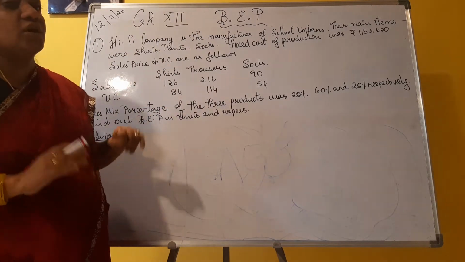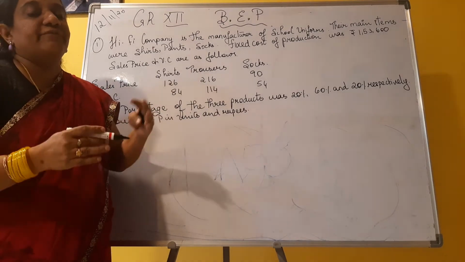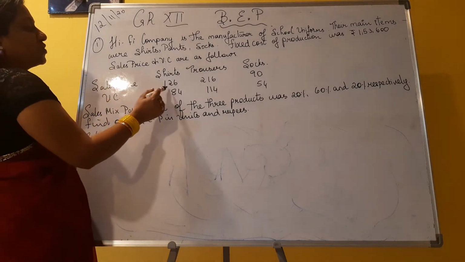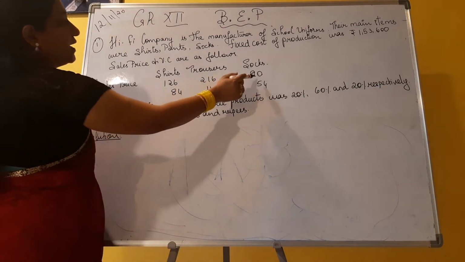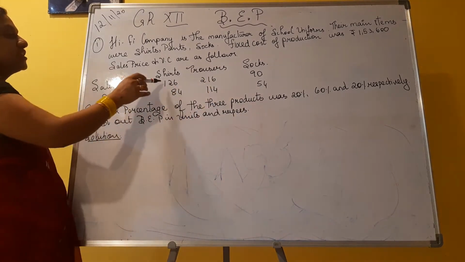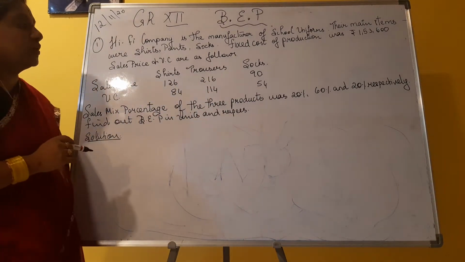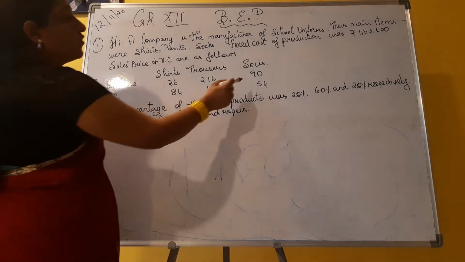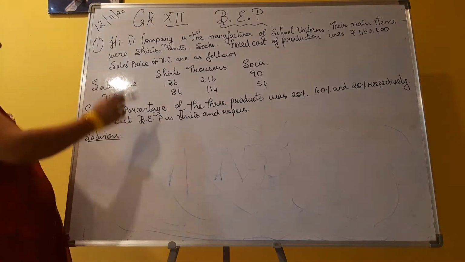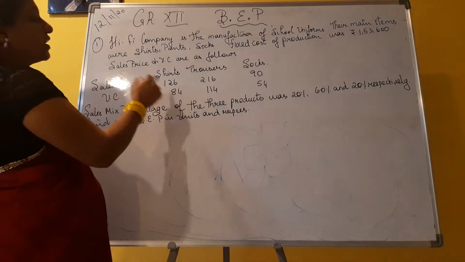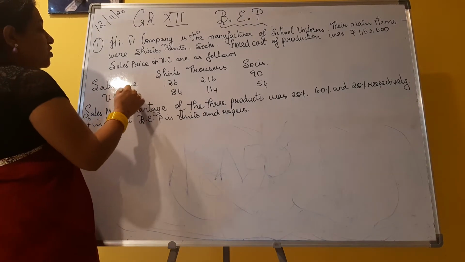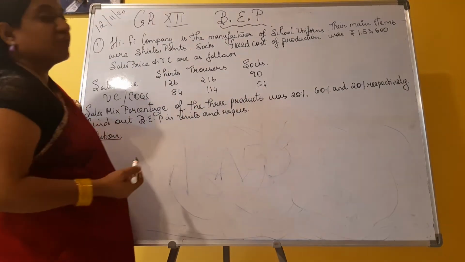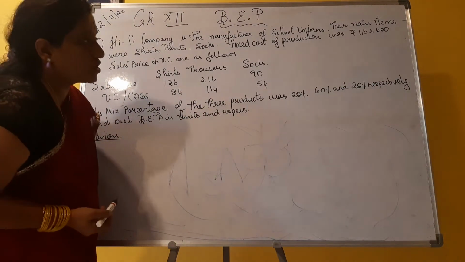Right? What is variable cost? Variable cost varies. It fluctuates. Now, in the question they have given sales price as 126, 216 and 90. This is the per unit price. Each shirt is sold in the market for 126 rupees. Trousers are sold for 216 rupees and the socks are sold for 90 rupees. The variable cost, or COGS, involved is 84 rupees, 114 rupees and 54 rupees respectively for shirts, trousers and socks.